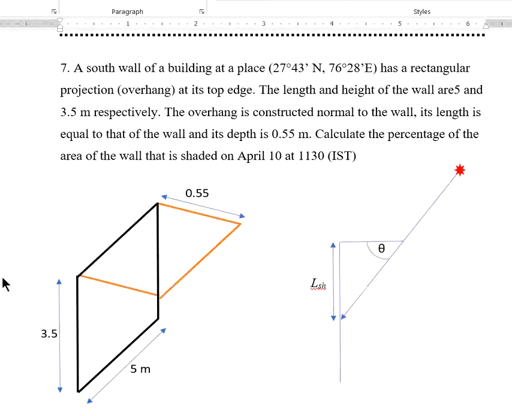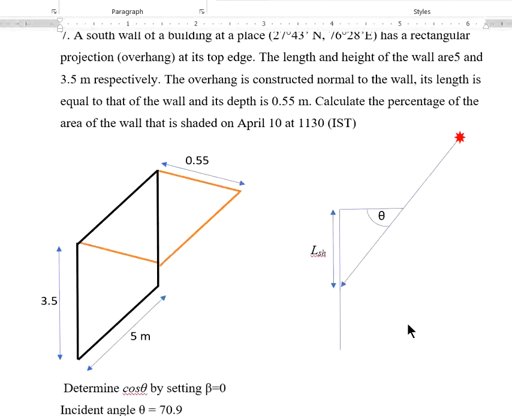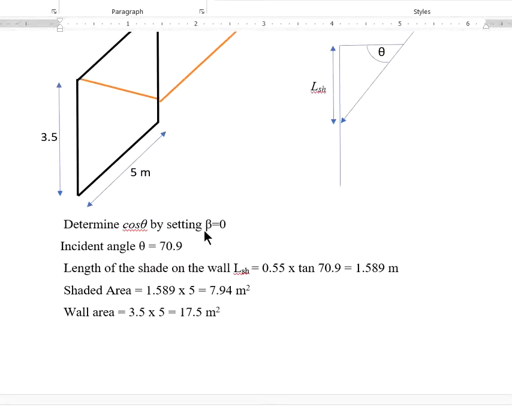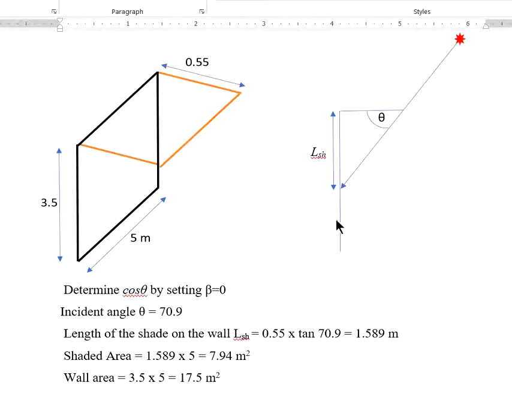Now the side view of this wall and the overhang is shown here. So this is the wall, this is the overhang, and the sun on 10th April will cast a shadow on the wall. So this much area will be shaded, and we have to find out what percentage of the total area is shaded. So determine cos theta z by setting beta equal to 90, since solar radiation is falling on a vertical surface. Okay, so it is solved here.